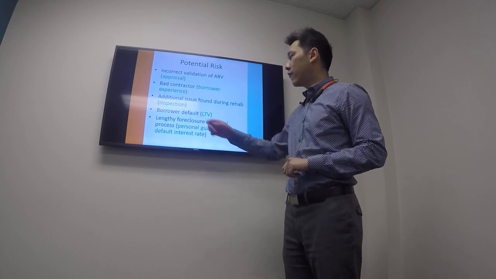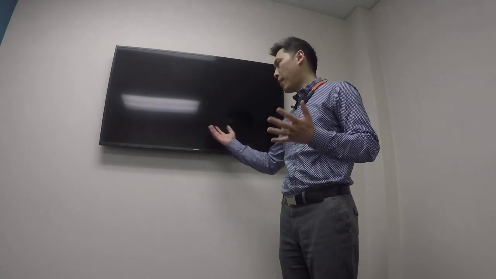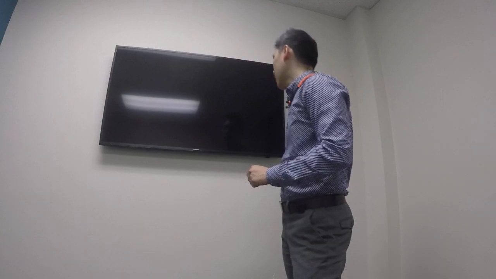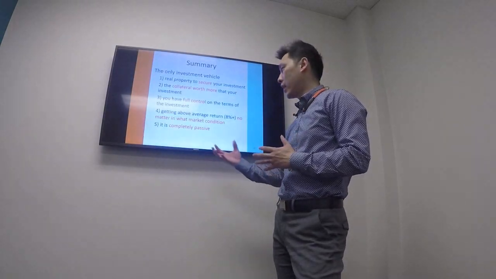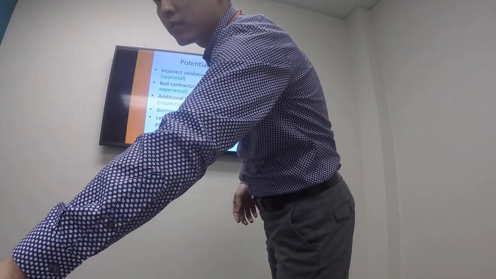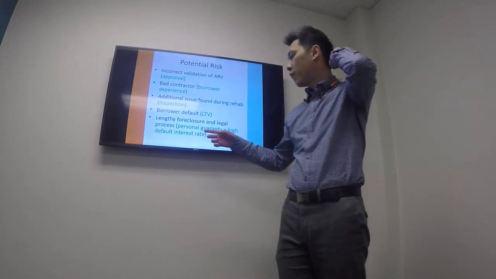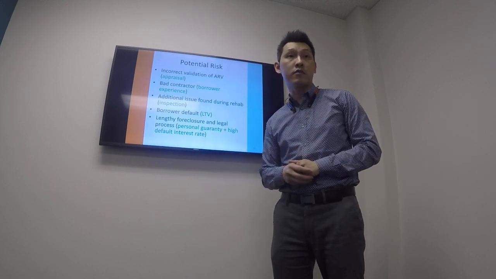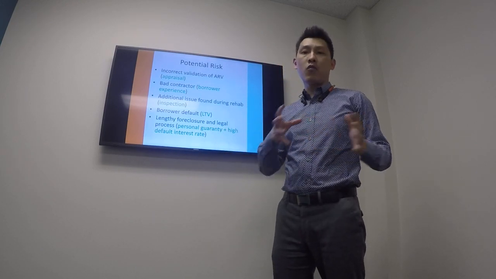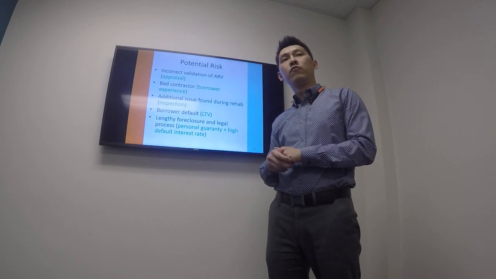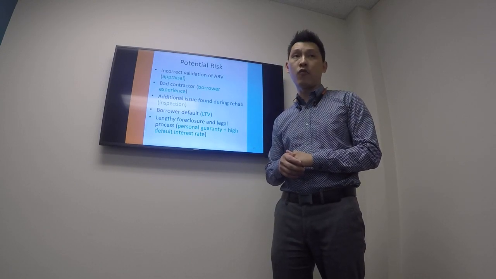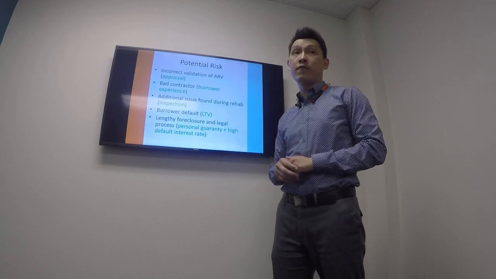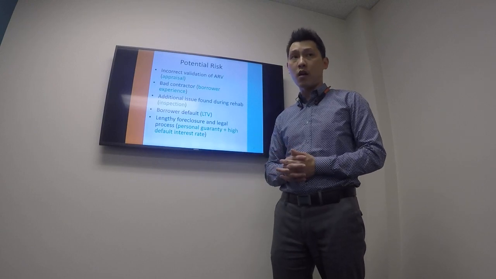And then there's the lengthy foreclosure legal process. It depends on which state you are lending in. Some states will require like 3 to 4 months to get the foreclosure done. Some require 6 to 9 months. So depending on where the property is, the rules may be different in terms of the length of the foreclosure. That's why we usually charge a high default interest rate to try to recover that cost.